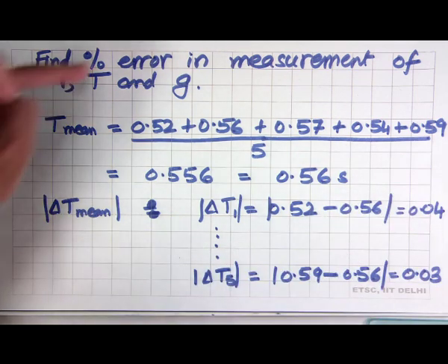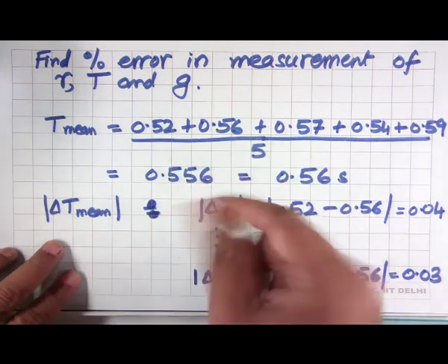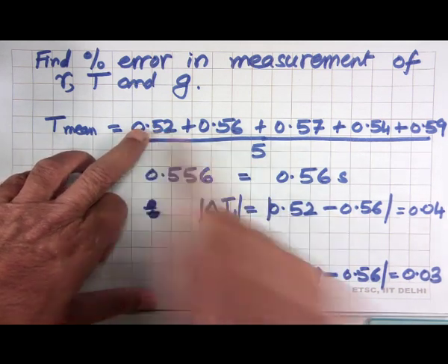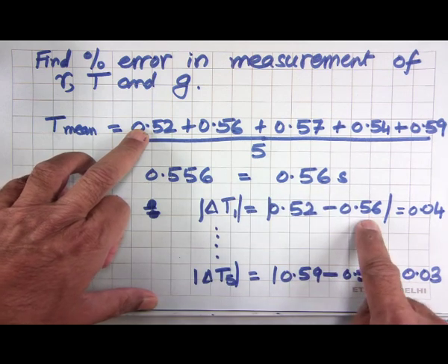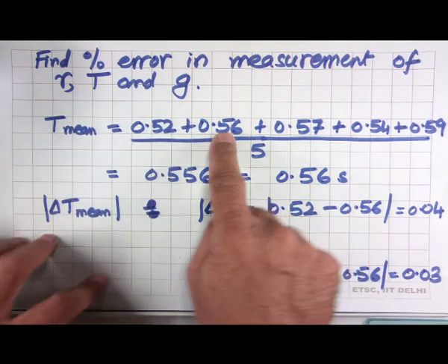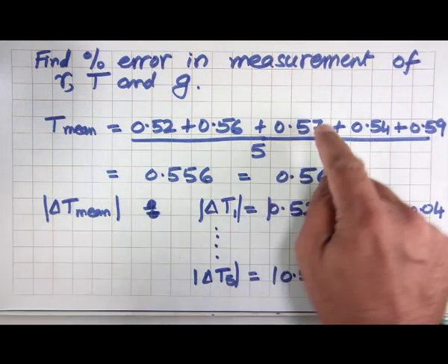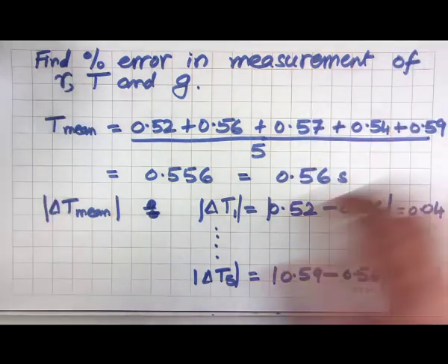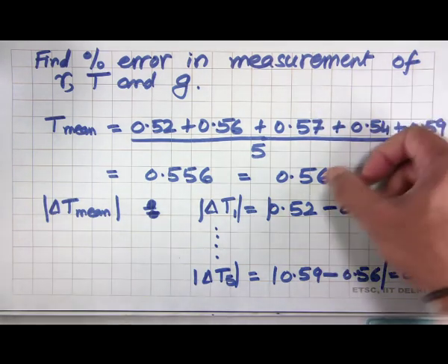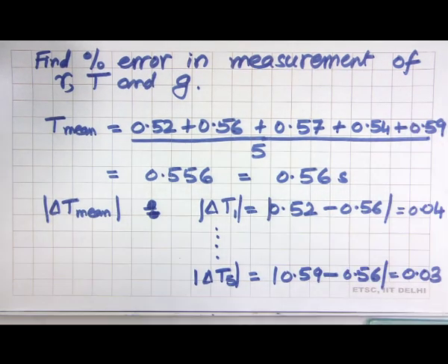Now, to find the percentage error in t, let us calculate the individual error in each of these measurements. In the first measurement, 0.52 minus 0.56 is minus 0.04; we take the absolute value, it is 0.04. For the second measurement, 0.56 minus 0.56, so delta T2 will be 0. Third measurement, 0.57 minus 0.56, will give us 0.01. Fourth measurement will give us 0.02, and similarly the fifth measurement will give us 0.03.